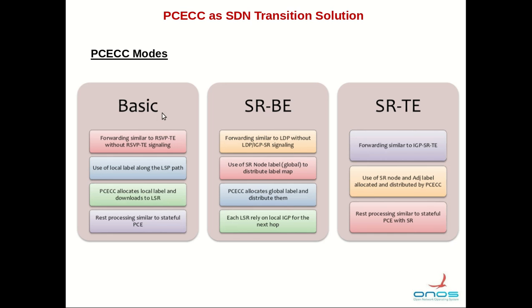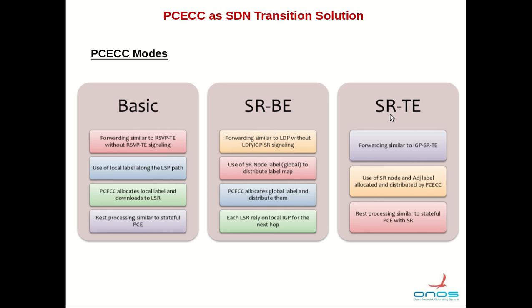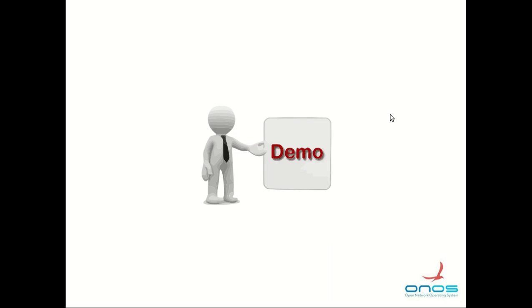As part of PCCC, we support three modes: basic PCCC, SRB, which is best effort, and SRT, which is segment routing traffic engineering. In the basic case, we remove the complete RSVP-TE, but the labels are local to the LSPs, not global. The SR cases implement the segment routing mechanism using the PCEP protocol. So this is about PCE and PCCC. Now we'll go to the demo part.